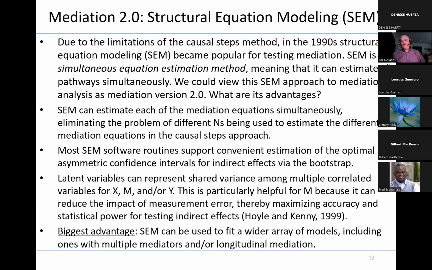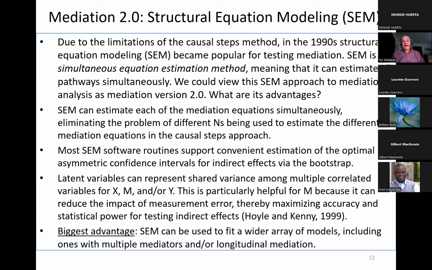So enter mediation 2.0, structural equation modeling. While the causal steps method was popular, structural equation modeling became popular for testing mediation. And SEM, as it's abbreviated, is a simultaneous equation estimation method, which means that it can estimate all of these pathways that we've been discussing simultaneously. And I like to view SEM as a mediation analysis version 2.0, and it has several advantages that make it very attractive. First of all, it can estimate each of the mediation equations simultaneously. And that eliminates the problem of different Ns being used to estimate the different equations that you get in the causal steps approach.